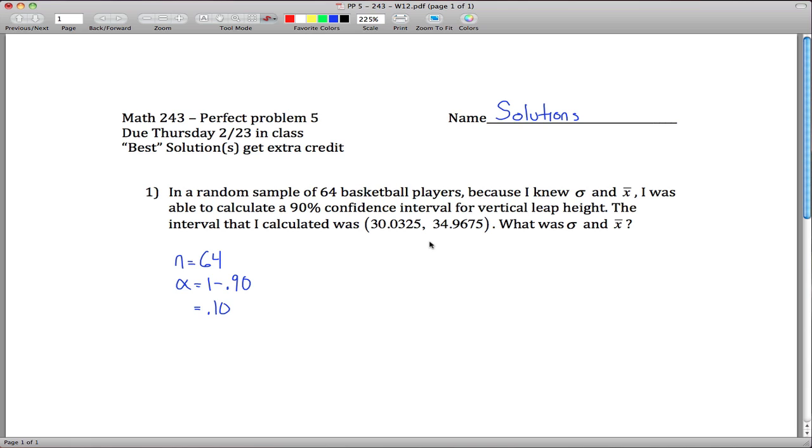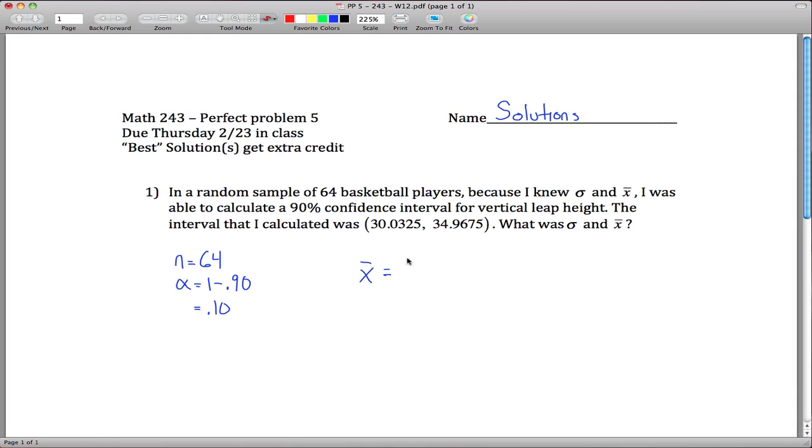Let's see, so we've got two things to find. The easier of the two is finding x bar. If you think about a confidence interval, you take the point estimate, which is x bar, and then you go up and down from that point a given amount, and that gets your confidence interval. So x bar has to be right in the middle of these two numbers, because we figured out our margin of error, and we added that to x bar to get here, and subtracted it from x bar to get here.